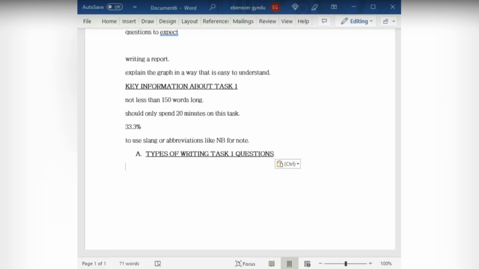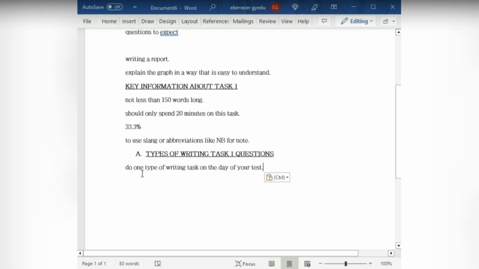Before I talk about the question types, you should know that you will be given only one of these question types on your test day. You might be tested on any of them. There are 7 types of these questions.